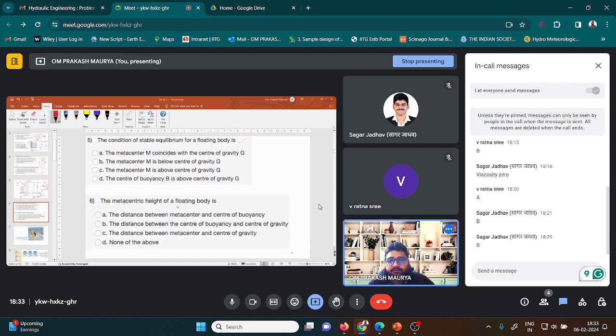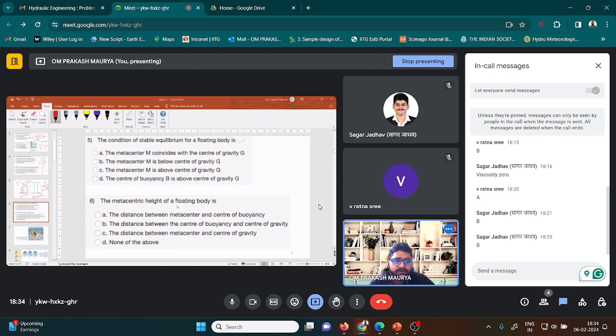Option A is the metacenter coincides with the center of gravity. Option B, the metacenter M is below the center of gravity. Option C, the metacenter is above the center of gravity. Option D, the center of buoyancy B is above the center of gravity. So please write your comment in the chat box.